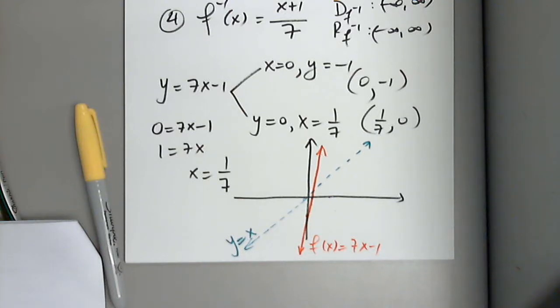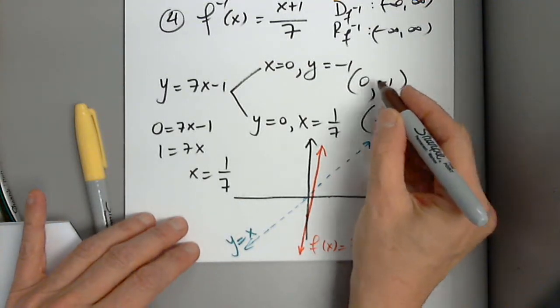Exactly. So let's discuss this. Thank you. If the function takes 1/7 to 0, what will the inverse function do? 0. Is that clear? If the function connects 0 to -1, what will the inverse function do? Right. So if the point 0, -1 corresponds to the function, the point -1, 0 has to correspond to the inverse. Thank you, Deborah. So 0, -1, -1, 0.